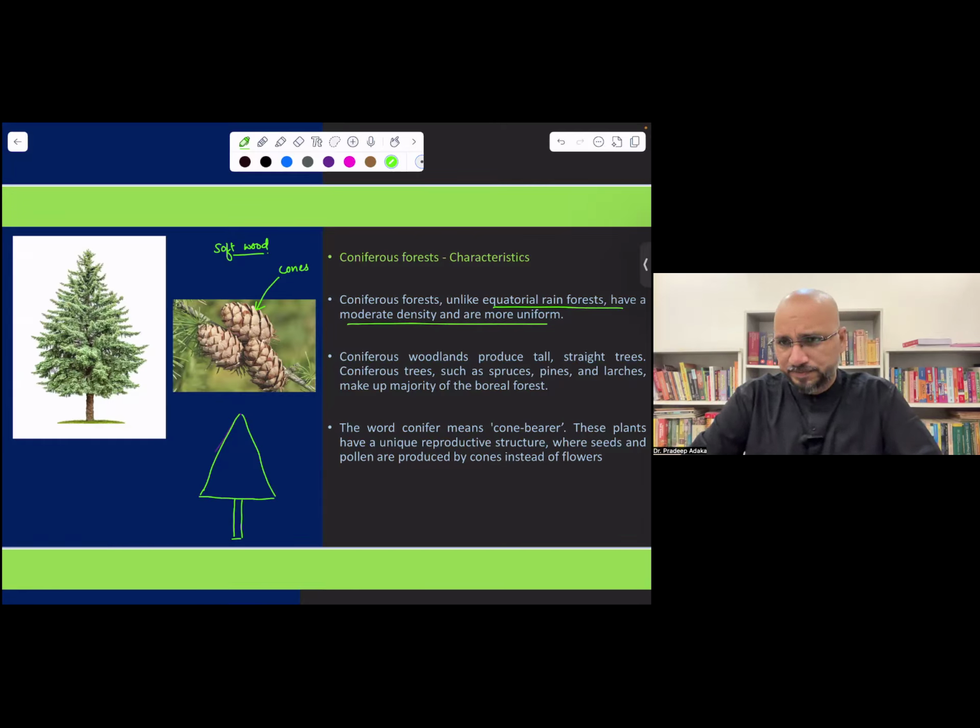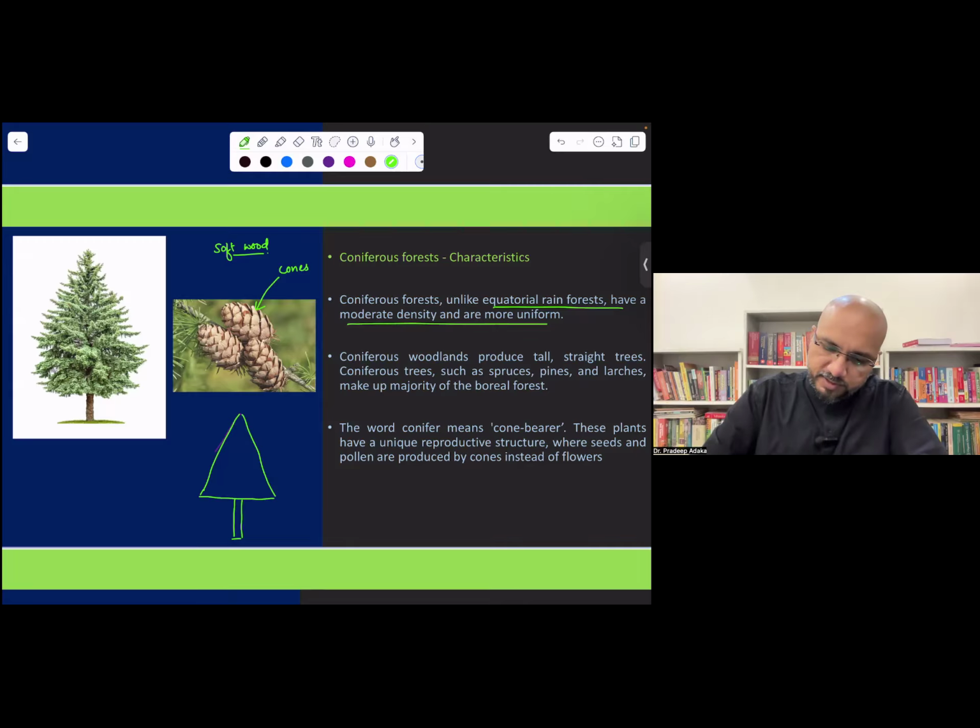Equatorial rainforest is very thick, very dense. It is even very difficult to cross through the forest. You cannot move easily. You have to cut through the bushes and dense vegetation to cross through. Even walking through the forest is very difficult. Whereas in case of conifers, they are uniformly distributed. The density is not that high. The plants are uniformly distributed, so you can easily pass through.